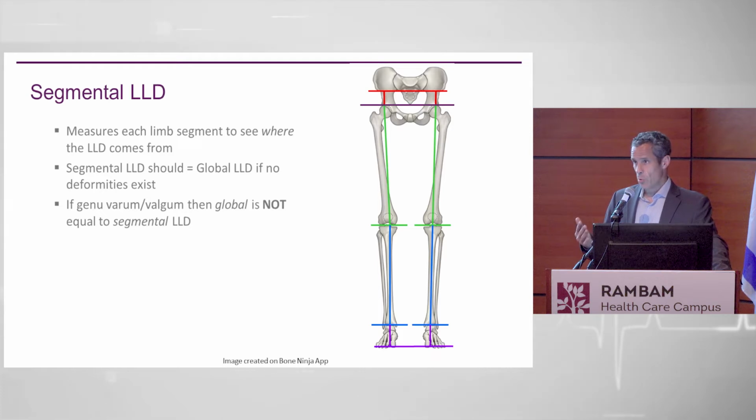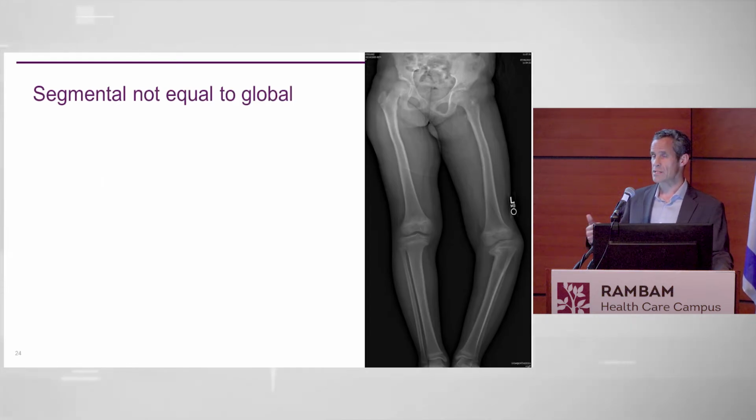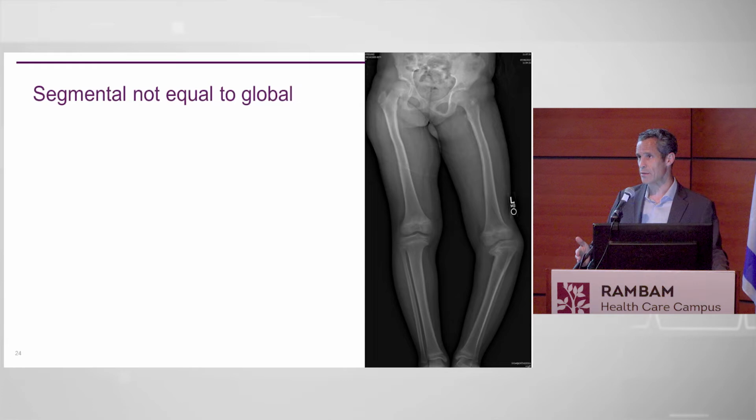Once you've looked at the global, you can look at the segmental and measure each segment. So if the pelvis is already level, you don't have to do the red part, and then you can proceed to measuring the femurs and the tibias. And the global and segmental should add up to be the same thing, except for in a couple scenarios, like this one right here, where you may have equal segmental lengths. In other words, the tibia and the femur are both the same length, but your global height is different.